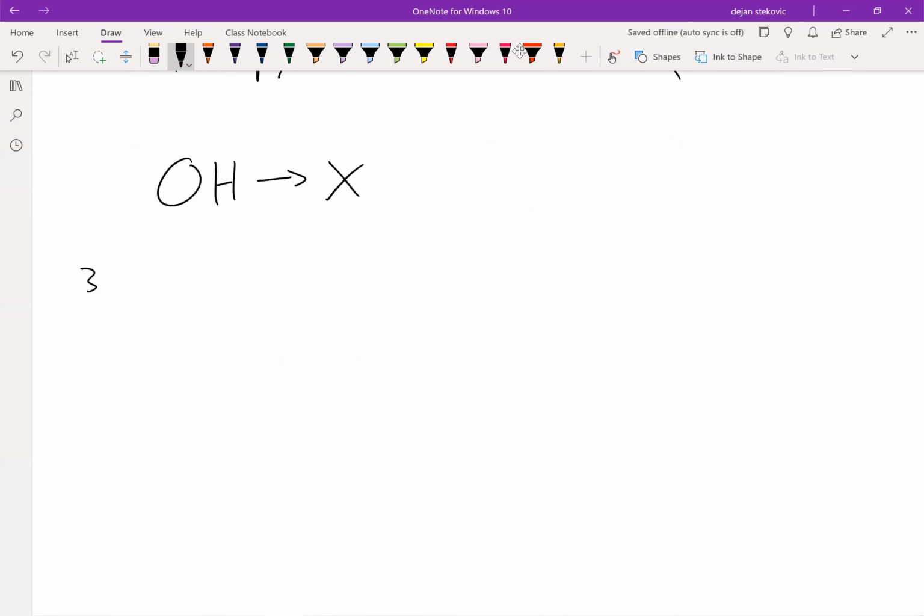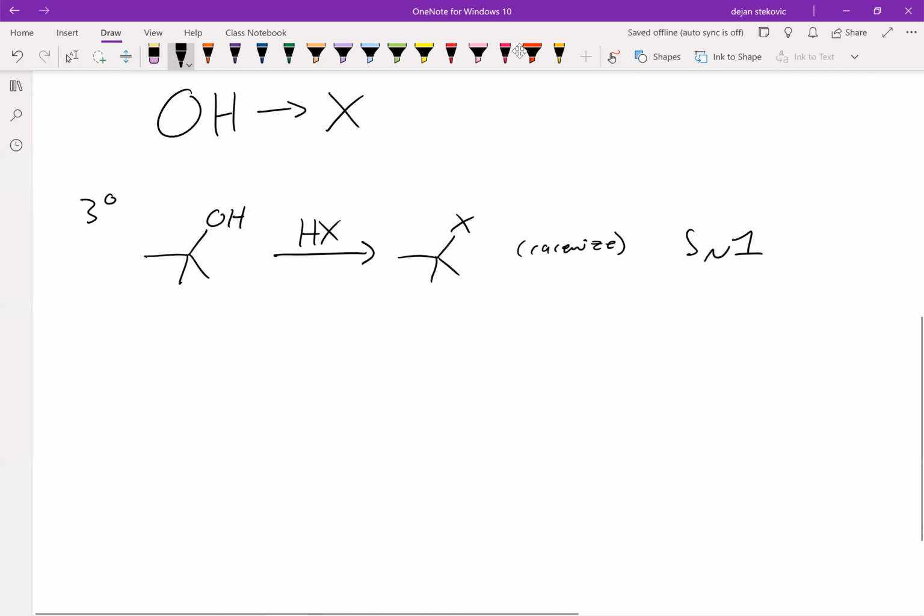If you've got a tertiary alkyl halide, tertiary alcohol, you can just add some HX to it to turn it into the alkyl halide. Don't forget that this will racemize the compound because we go through a carbocation intermediate, right? This is through an SN1 type of mechanism.